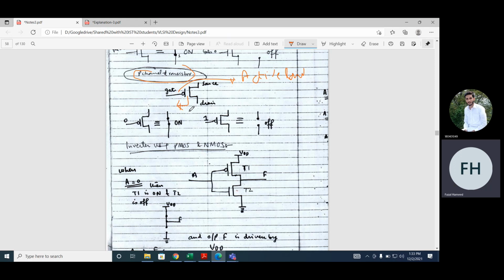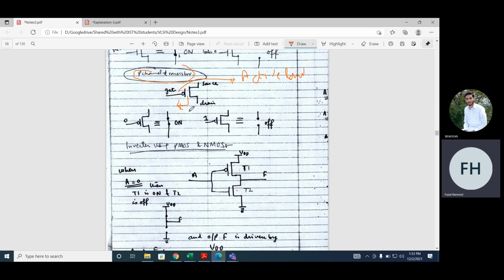When you apply a voltage, it will just create a channel, and when the channel is created, the source and drain will then be connected. When the source and drain are connected, this resistance should ideally be zero. Ideally it should be zero, but actually it's not zero. So there will be some resistance.